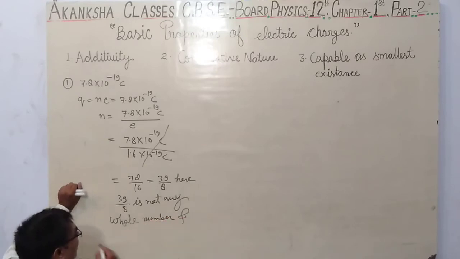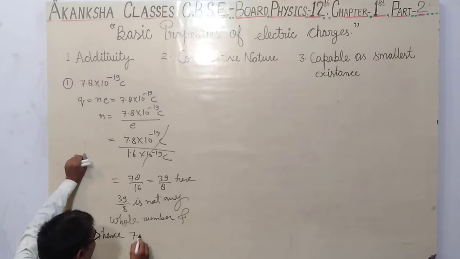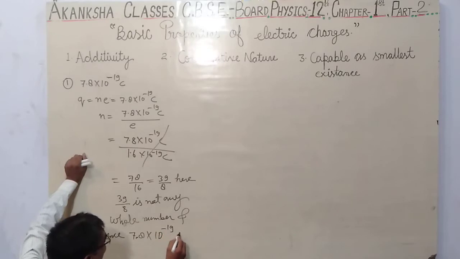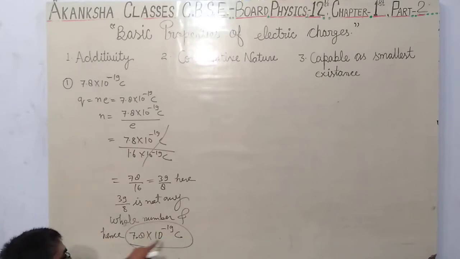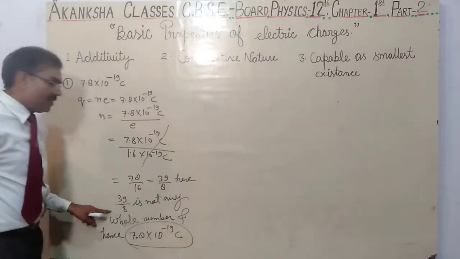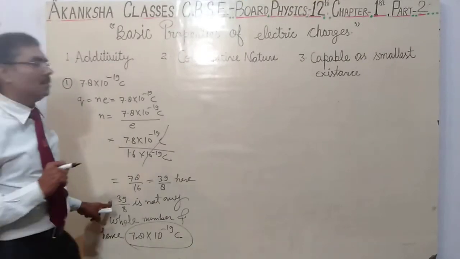And hence 7.8 into 10 power minus 19 coulomb charge is not possible. This charge is not possible in nature because the number of electrons is always a whole number.